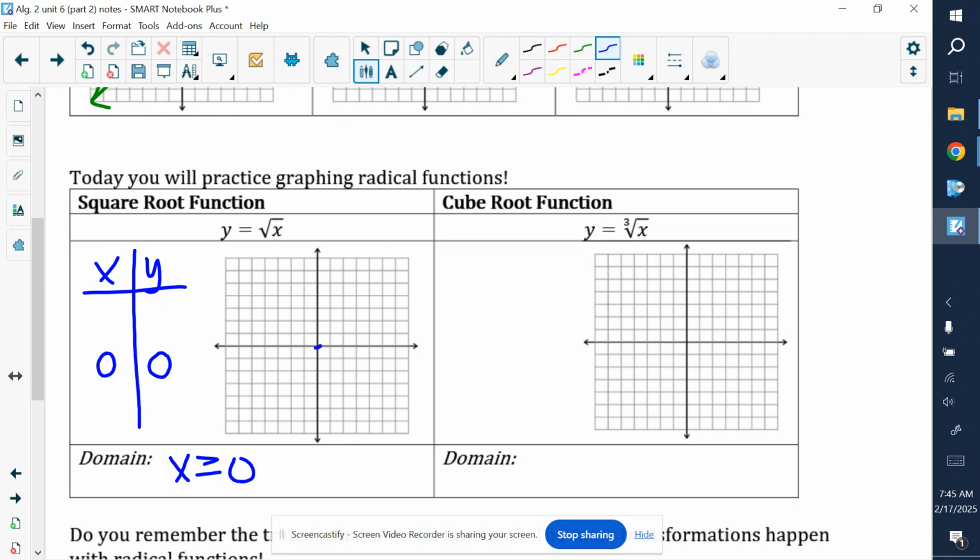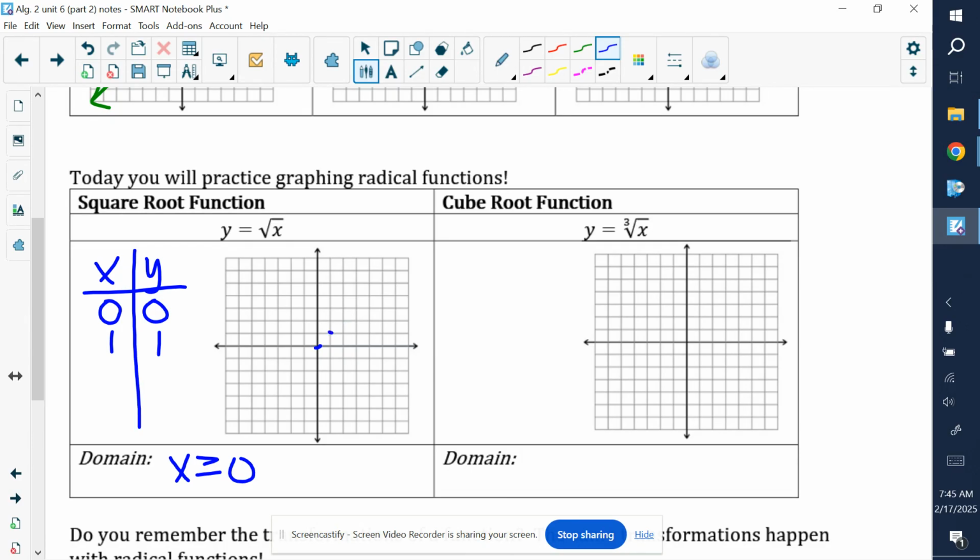So I'm just going to erase this and slide it up. Okay. Well, let's think about numbers that are easy to graph. If I put 1 in there, the square root of 1 is 1. Okay, so that makes sense. Square root of 1 is 1.